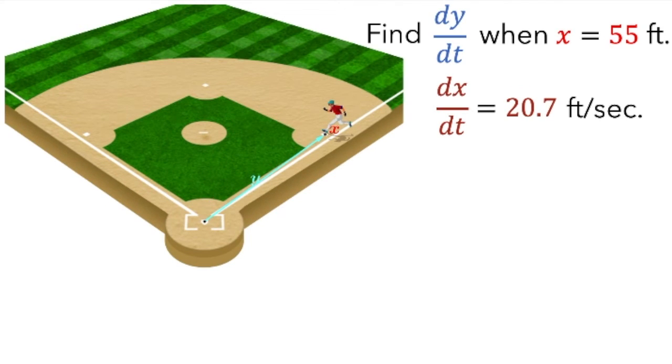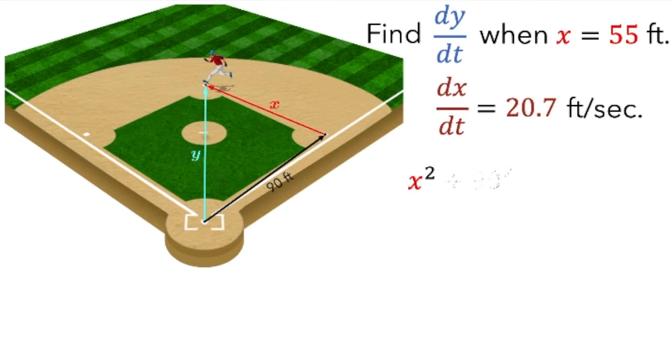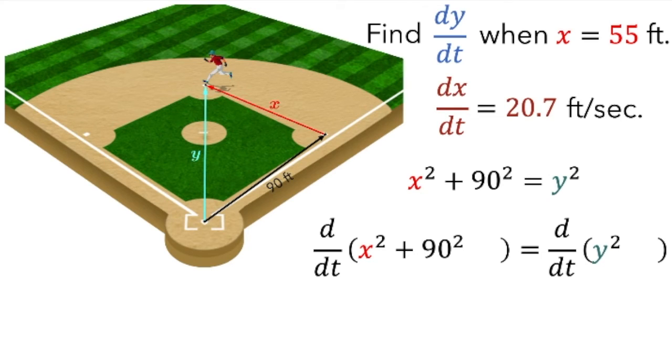To answer this question, we first need to define an equation that expresses the relationship between x, Luke's distance from first base, and y, Luke's distance from home plate. If we watch Luke run and think about the lengths of x and y, we can see that these lengths form two sides of a right triangle with the first baseline, which has a length of 90 feet. And the Pythagorean theorem tells us the relation between these three lengths, specifically x squared plus 90 squared equals y squared. We can get a relation between dy/dt and dx/dt if we differentiate each side of the equation with respect to elapsed time.